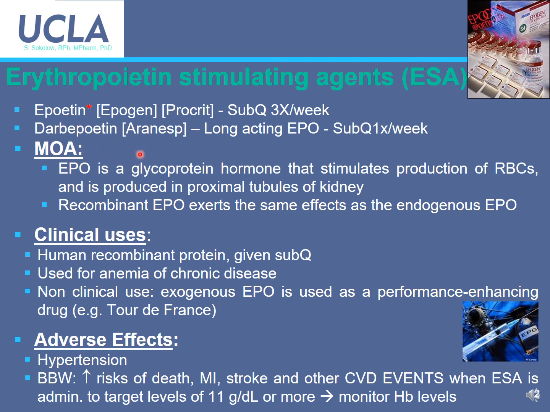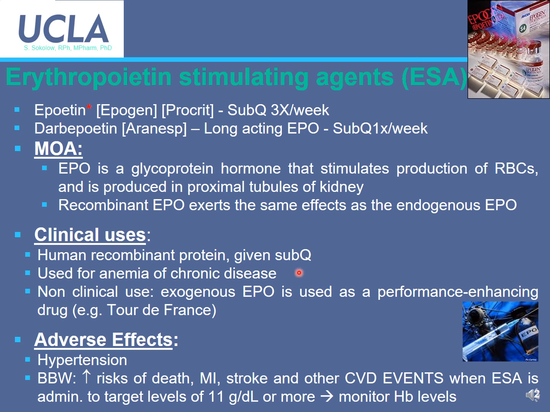So EPO is the glycoprotein hormone that stimulates the production of red blood cells. It is the endogenous form, and as I mentioned in the previous slide, it's produced in the proximal tubule of the kidney. So those recombinant forms exert the same effect as endogenous EPO. Clinical use: they are used for the treatment of anemia of chronic disease, so in cancer patients, for example, or patients who have chronic kidney disease.